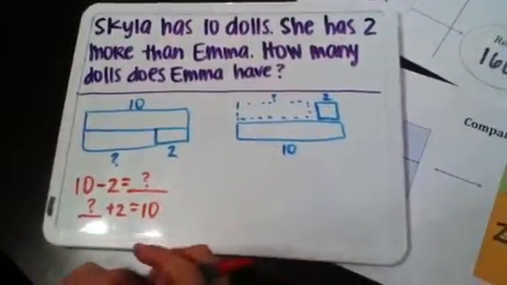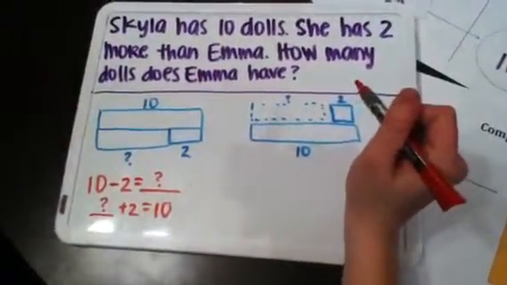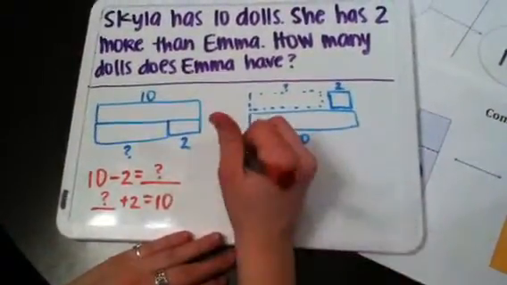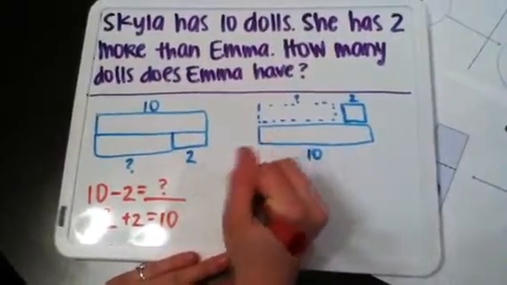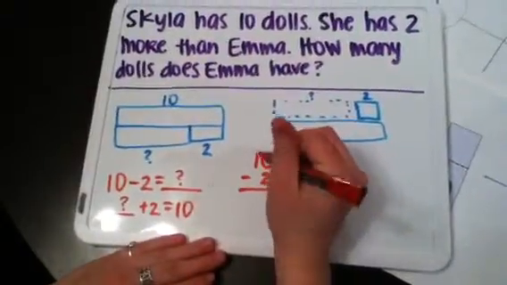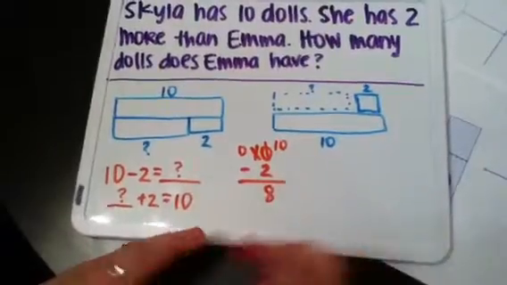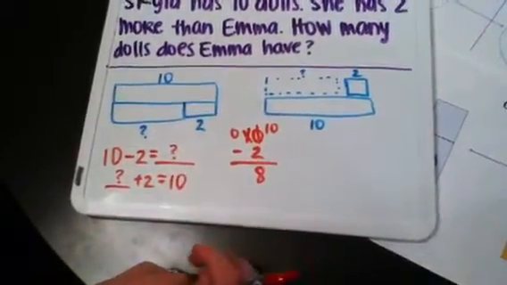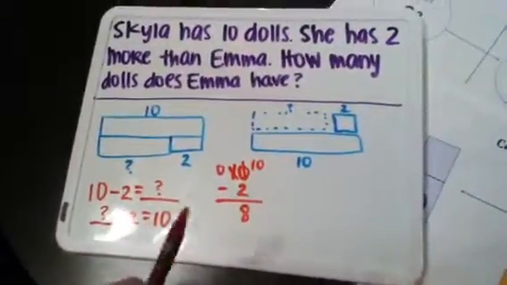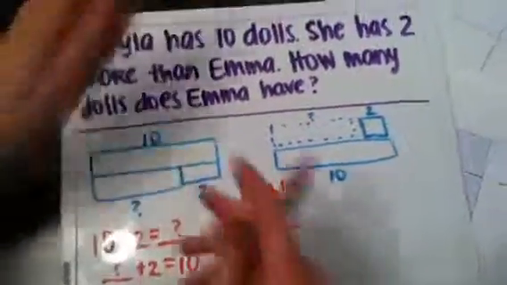So when we look at this chart, or these diagrams, we need to figure out exactly how many dolls Emma has. So we can go ahead and set this problem up like this. 10 minus 2. We know we can't subtract 2 from 0, so we're going to borrow. So 10 minus 2 is 8. So Emma has 8 dolls. And that makes sense because it says that Skyla has 2 more than her. So when we check it right here, this is the number of dolls that Emma has. So we plug in 8.